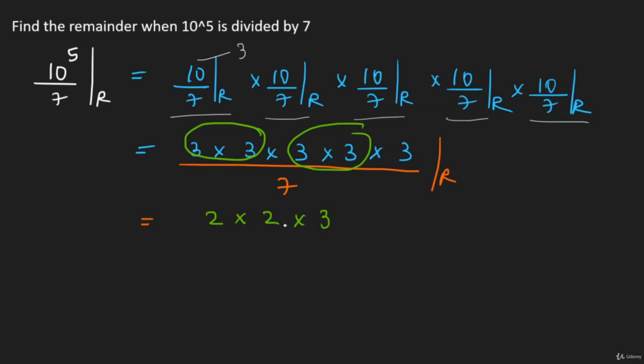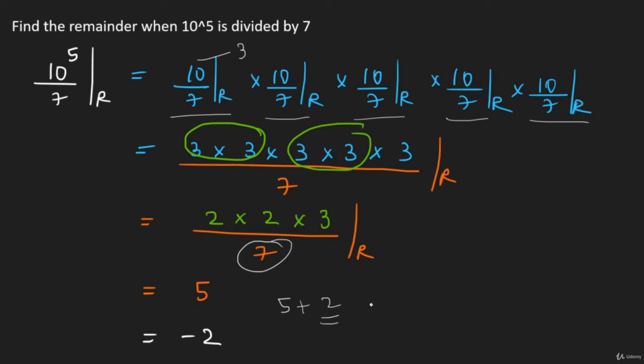Again, 2 into 2 into 3 is greater than 7. So I need to divide this by 7 to get the remainder. And I get 4 into 3, that's 12. 12 divided by 7 gives me a remainder of 5. And that is equal to a remainder of minus 2 because the divisor over here is 7. And you can note that 5 plus 2, over here you do not take the negative sign, 5 plus 2 is equal to 7.